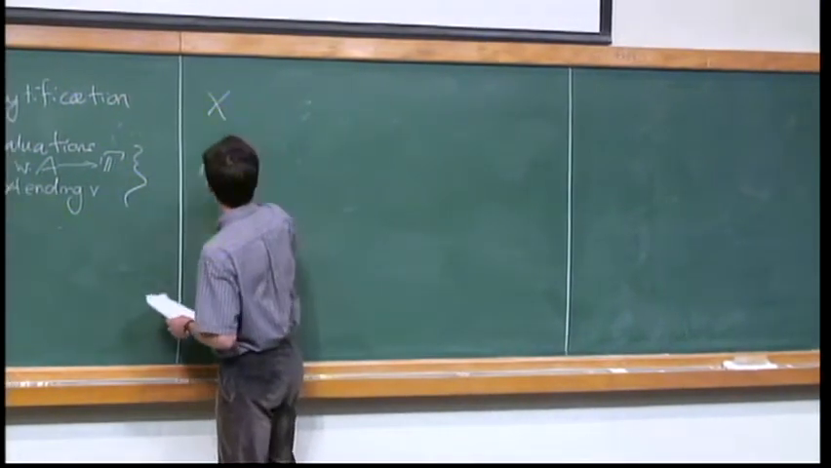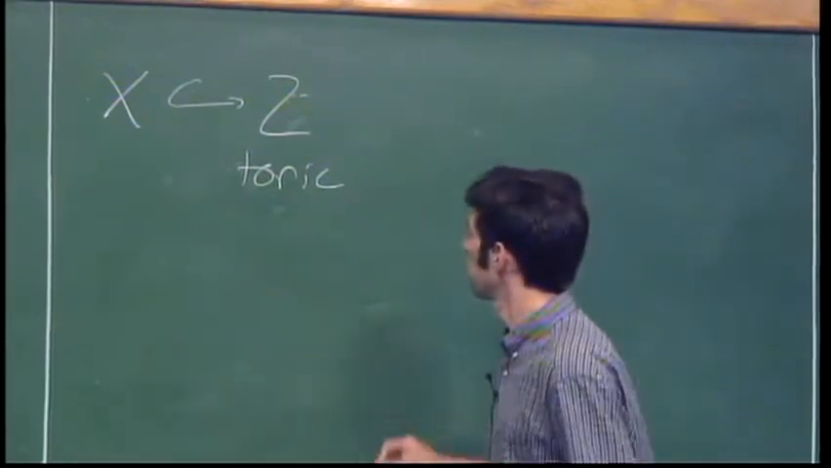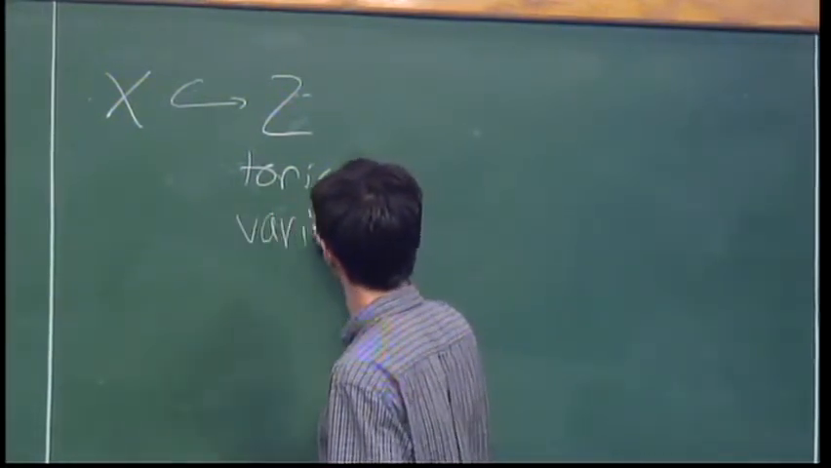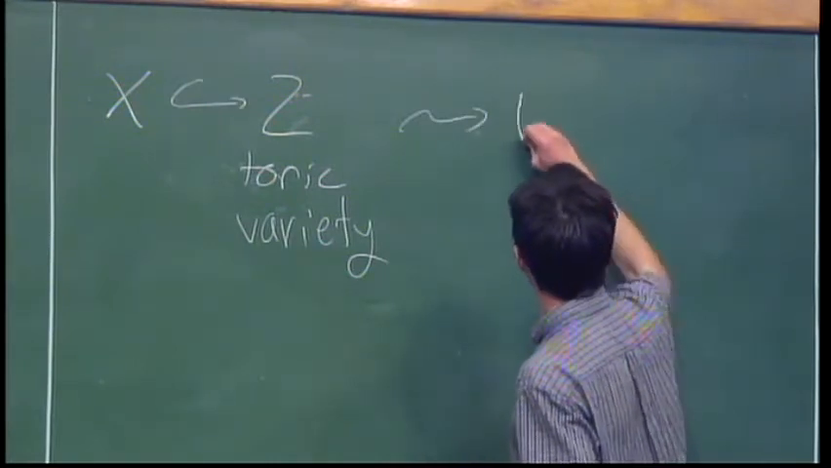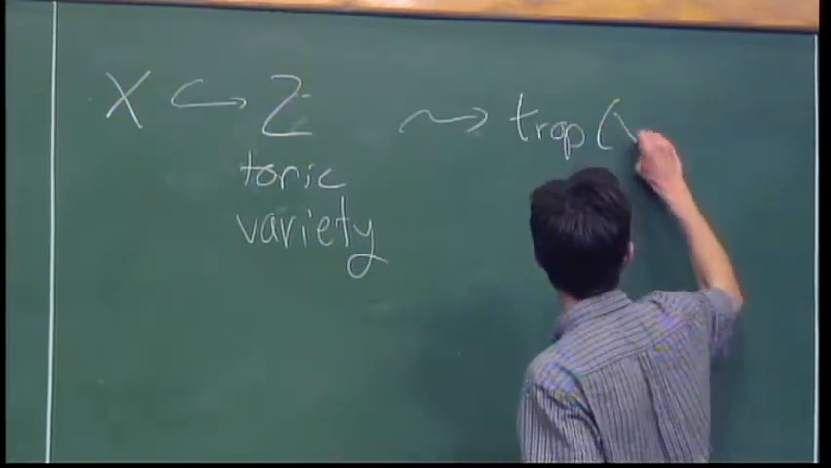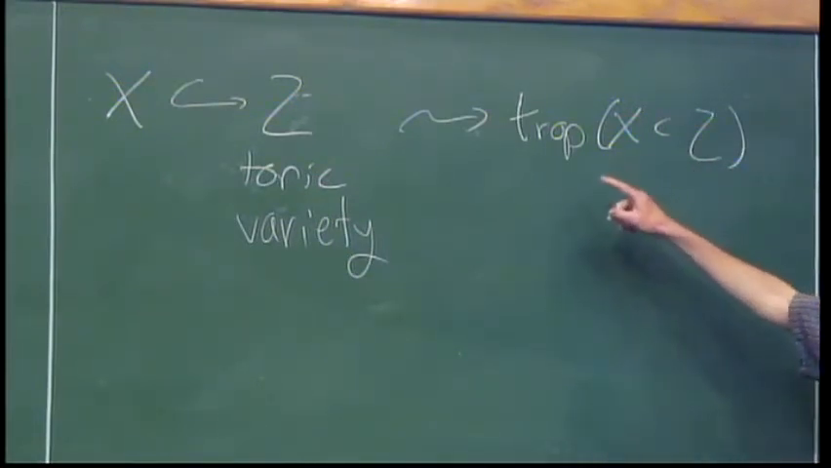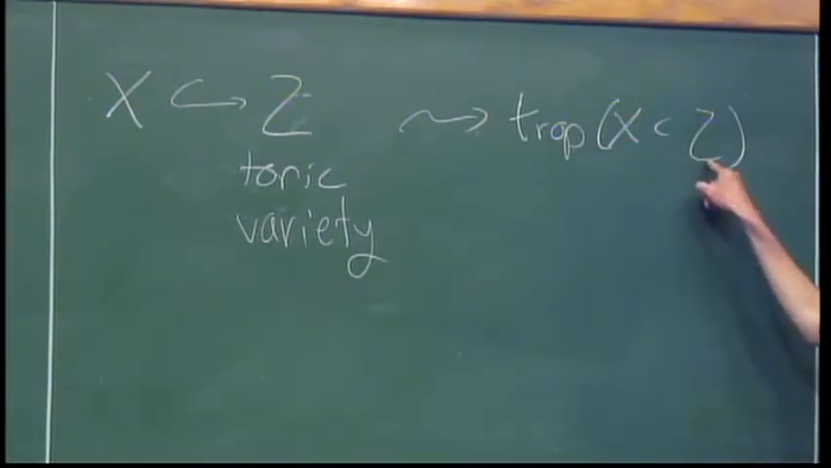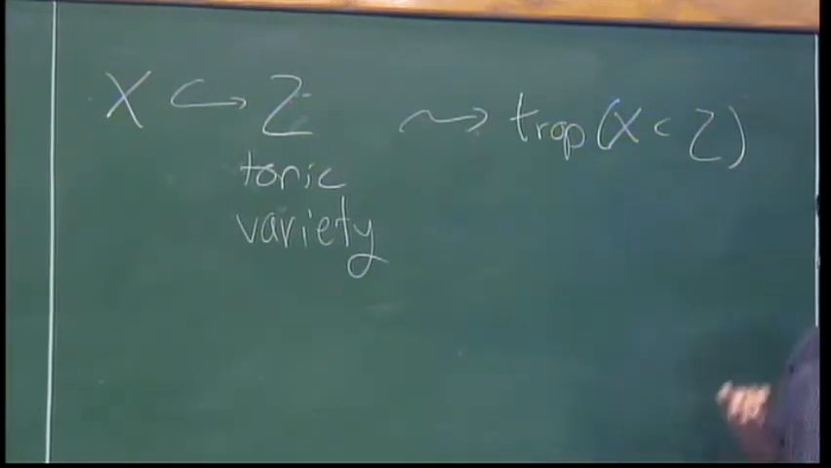So if I have X and I choose an embedding into a toric variety, then I get a tropicalization, and I'll write it this way, the tropicalization of X inside Z. And just to establish some notation, let me tell you how I think about this.